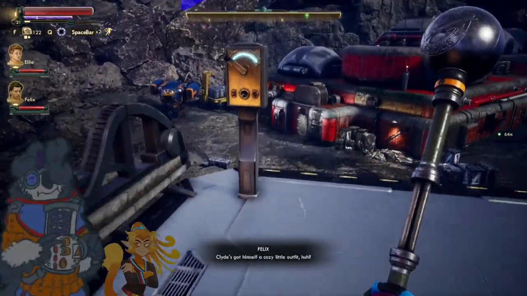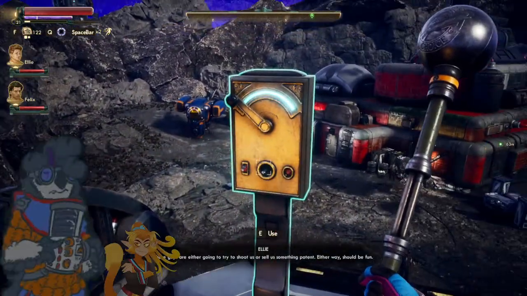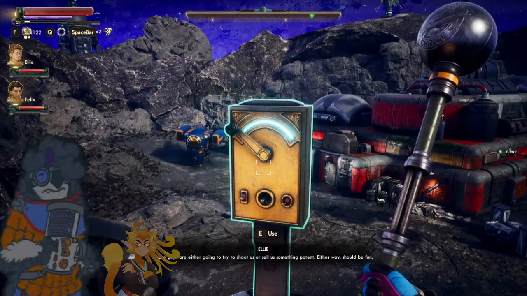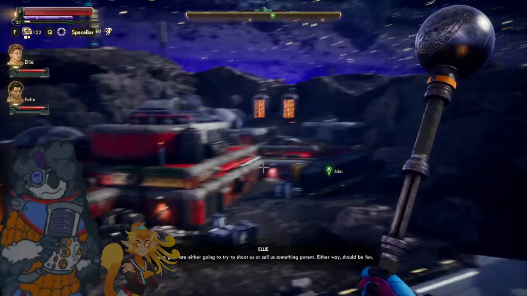Clyde's got himself a cozy little outfit, huh? Those guys are either gonna try to shoot us or sell us something potent. Either way, should be fun.